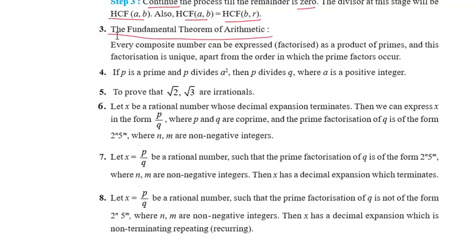The fundamental theorem of arithmetic indicates that every composite number can be expressed as a product of primes, and this factorization is unique apart from the order in which the prime factors occur. So you can write any composite number as a product of prime numbers. Like if I say 10 is a composite number, you can write that as 2 into 5, where 2 and 5 are prime numbers. And this factorization is unique.